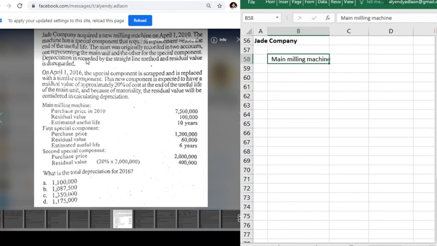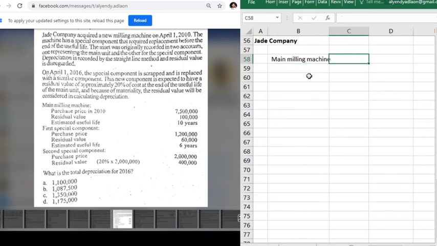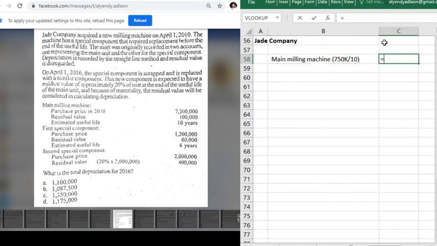Depreciation is recorded by the straight line method and residual value is disregarded. So therefore, in computing for the main milling machine, we have to disregard its residual value. So the depreciation of such machine would simply be 750,000 divided by 10 years. Okay, so how much is that? 750,000 divided by 10, that is 75,000. Okay, that is for the main component.